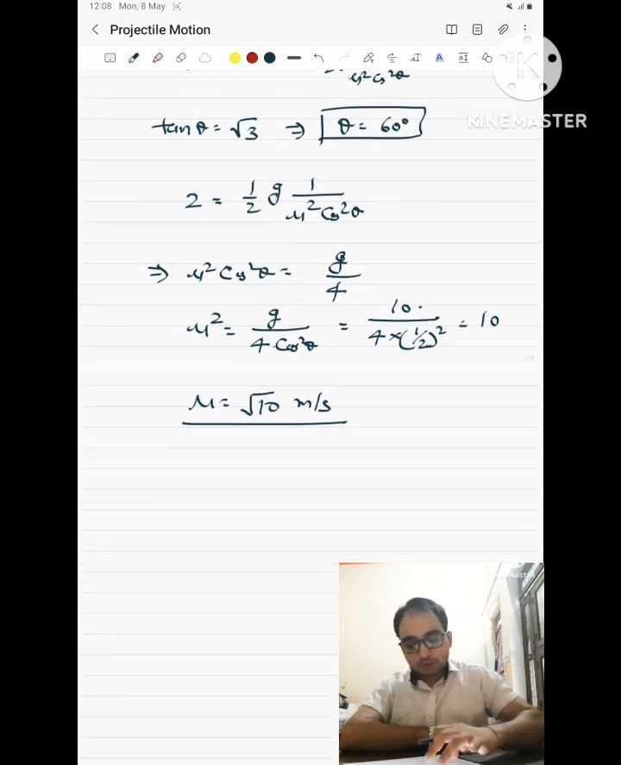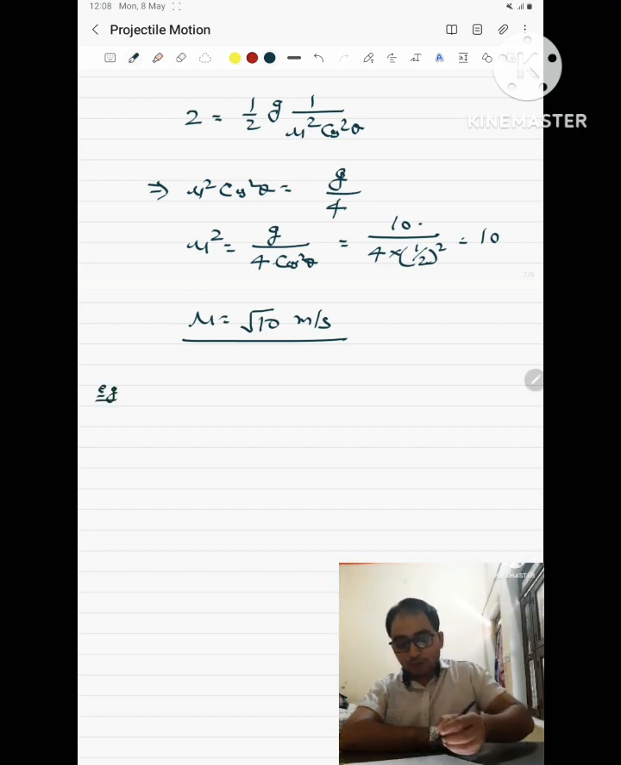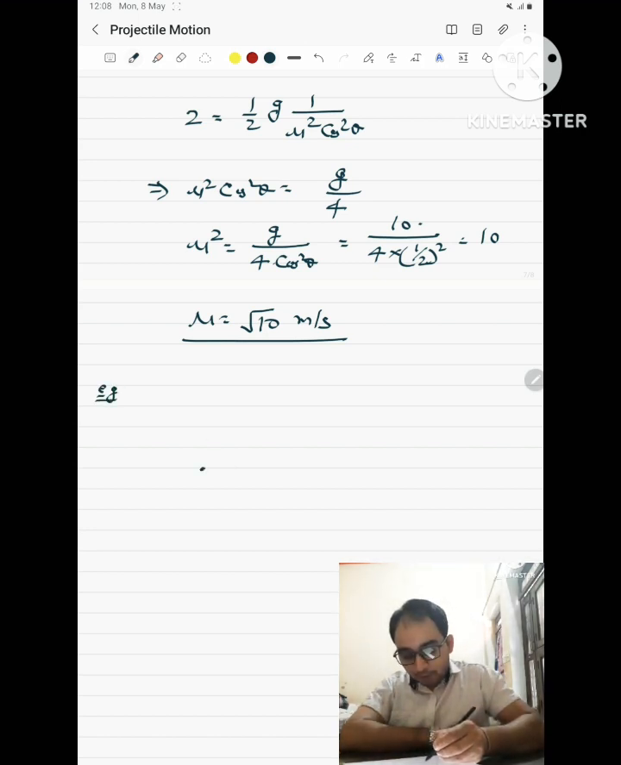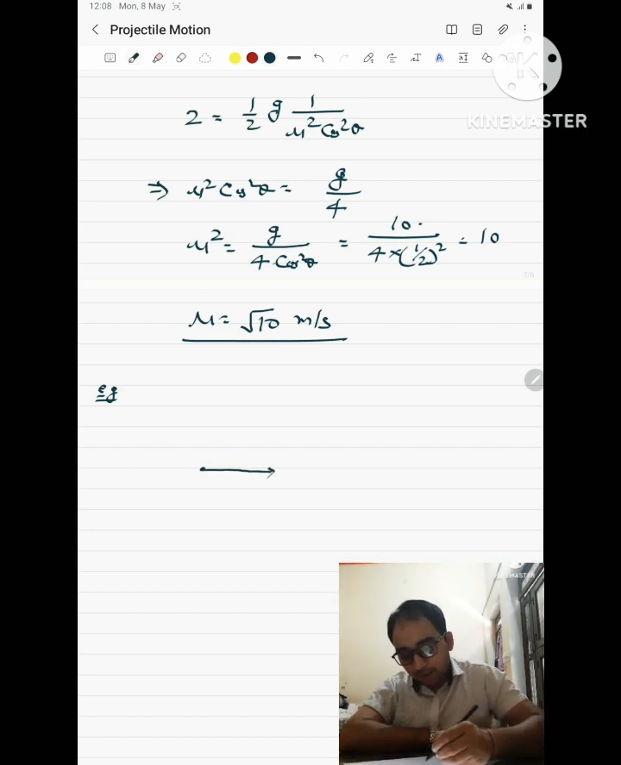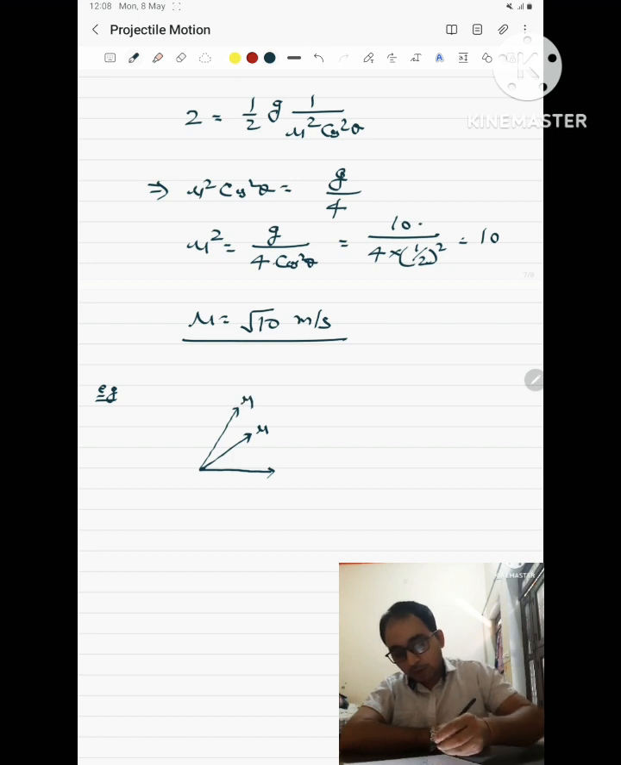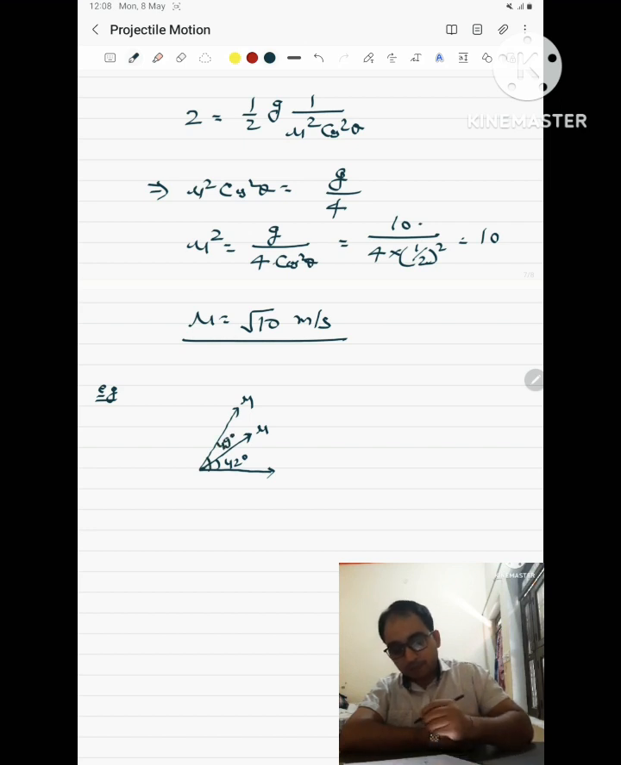Now let us do some more examples. Suppose we project two particles with u. One is at 42 degree, another one is at 49 degree.